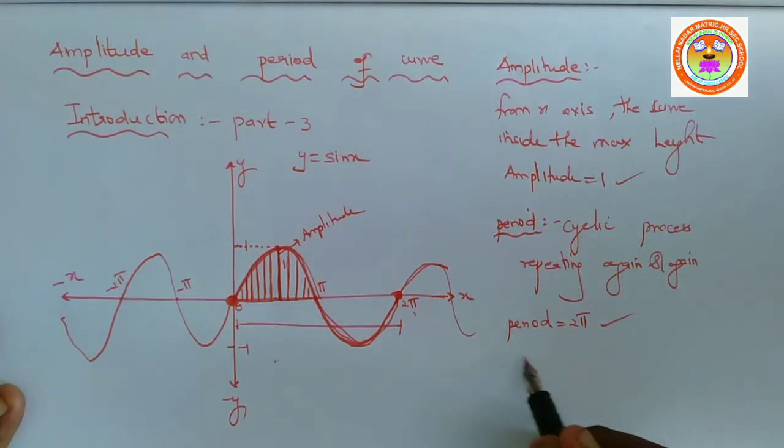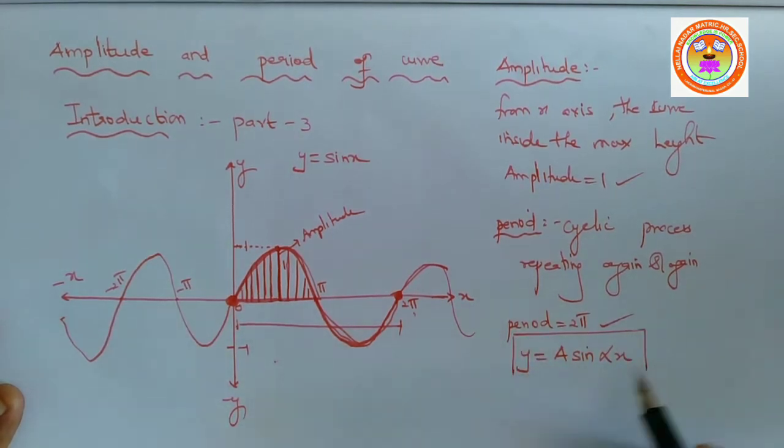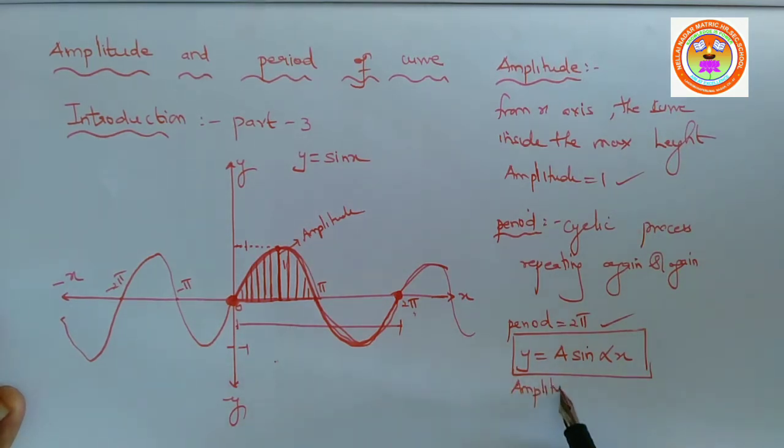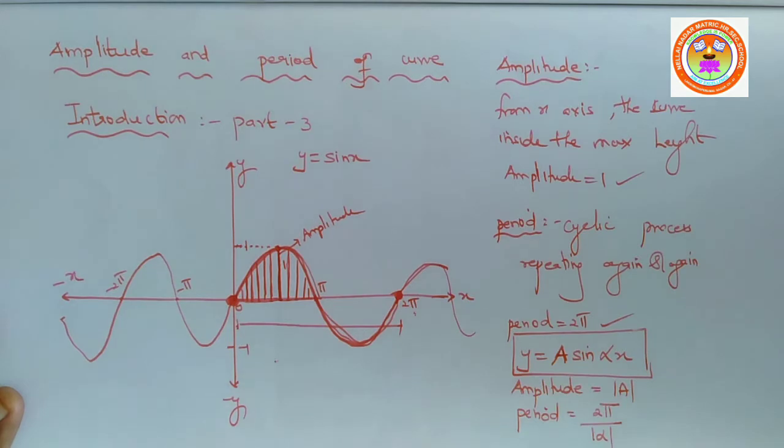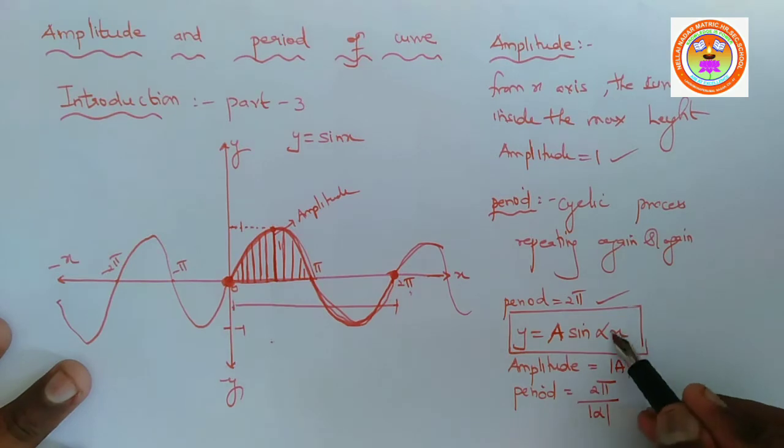So in general, we can take a formula y is equal to A sine alpha x. This is the general formula to find amplitude and period. Y is equal to capital A sine alpha x, where the amplitude formula is nothing but modulus of A. Why use modulus? It is a distance; even if A is negative, we can't put negative, it should be positive. Amplitude cannot be negative. Next, period. Period is equal to 2 pi divided by modulus of alpha. Alpha is nothing but the coefficient of x.